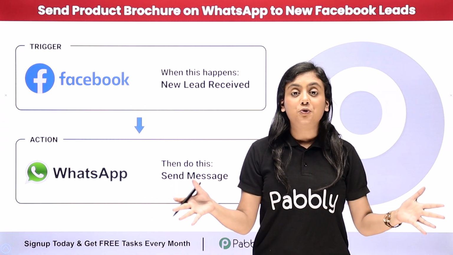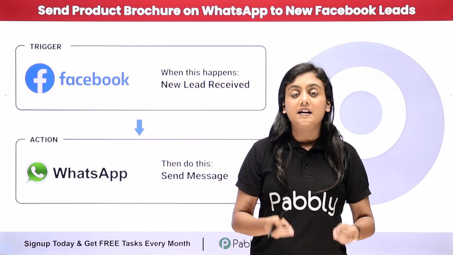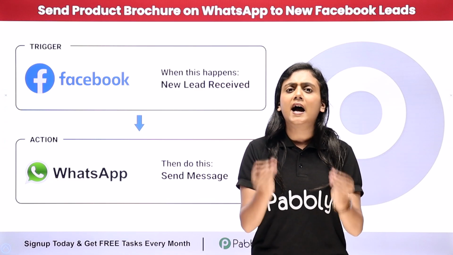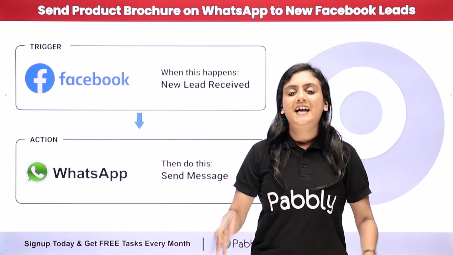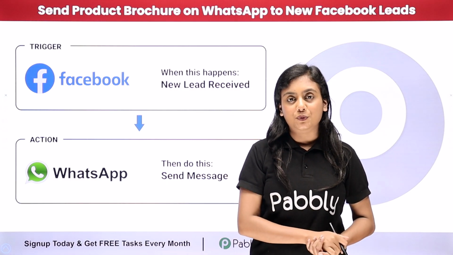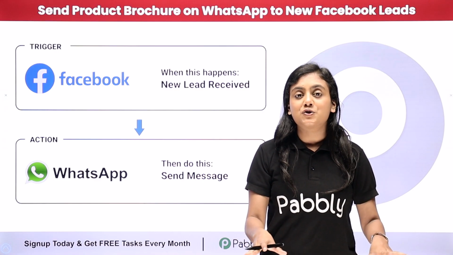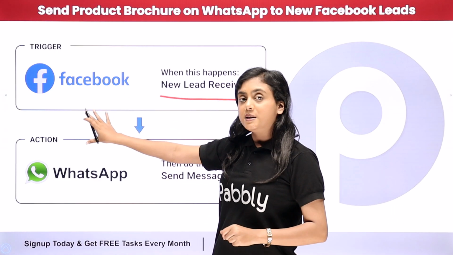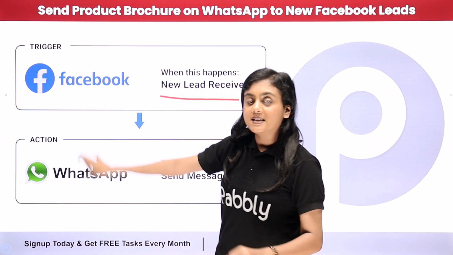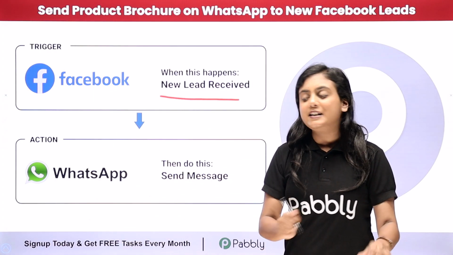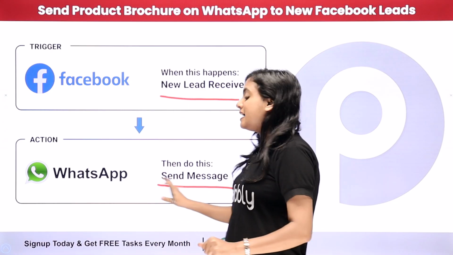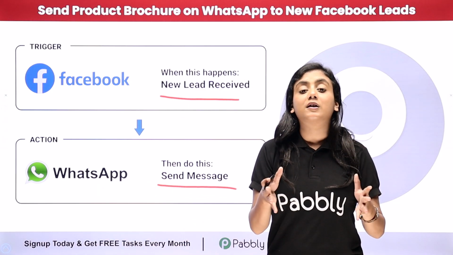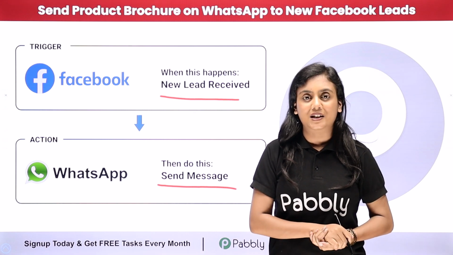So are you an owner of a business who wants to send a product brochure to all your leads instantly and you're tired of doing everything manually? Then this video is definitely for you. Because in this video, I am going to show you that whenever a new lead is generated in your business through Facebook lead ads, you can automatically send the lead a WhatsApp message with the attachment of a product brochure. And you do not need to lift a finger to do this work.